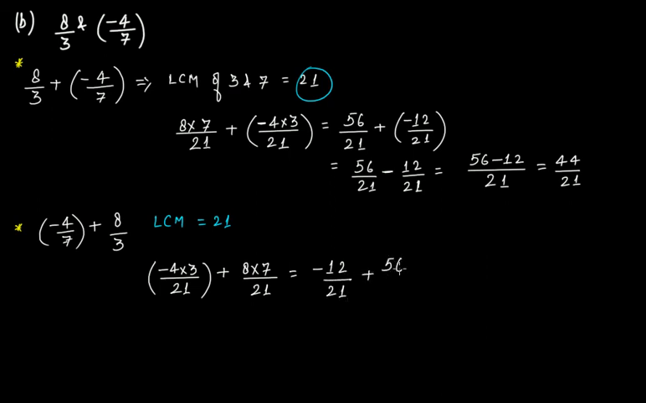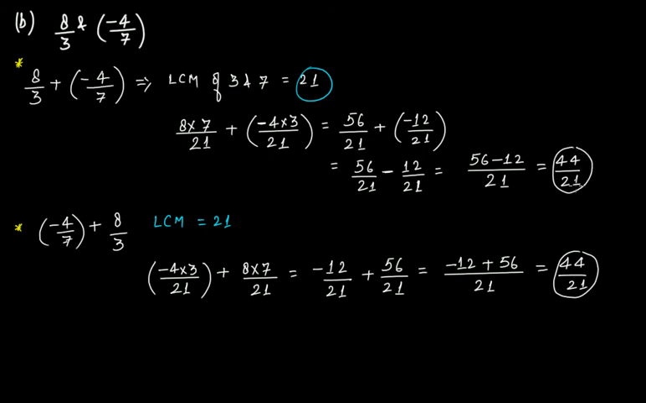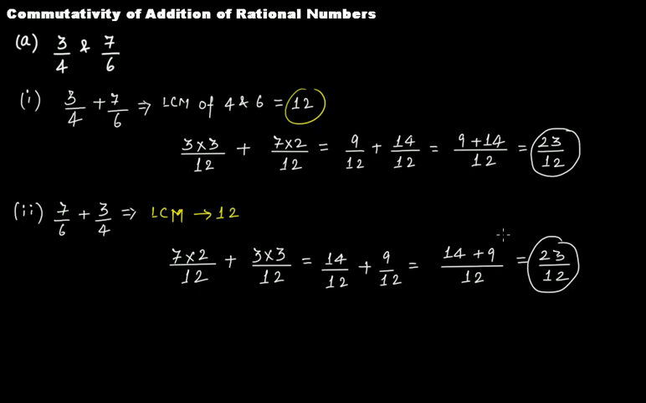plus 56 over 21. Now we have the same denominator. The denominators are the same in these two rational numbers. So this is 21, and minus 12 plus 56 gives you 44 over 21. So in this case and in the previous case, both the results are actually the same, that is 44 over 21. So on these two examples, we can say that yes, addition of rational numbers is commutative.